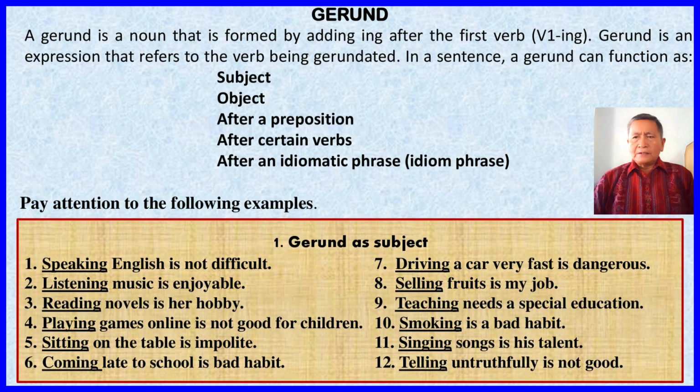Number one, gerund as subject. The examples. Number one, speaking English is not difficult. 2, listening music is enjoyable. 3, reading novels is her hobby. 4, playing games online is not good for children. 5, sitting on the table is impolite.